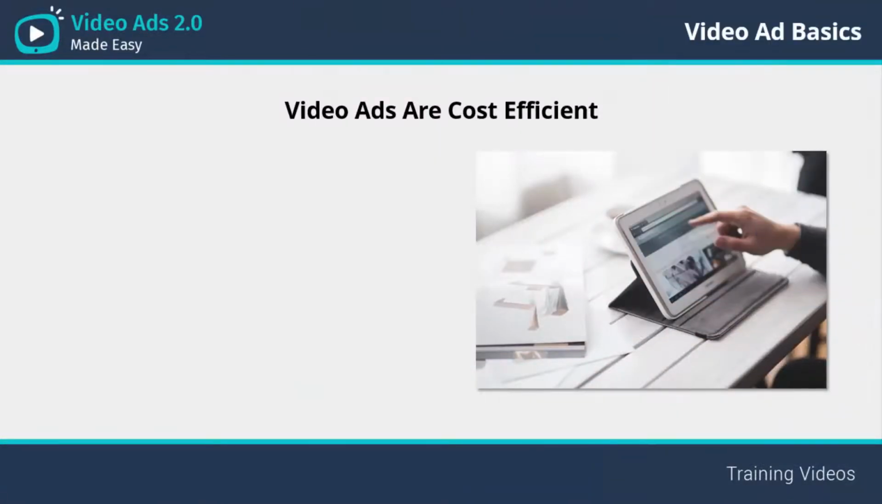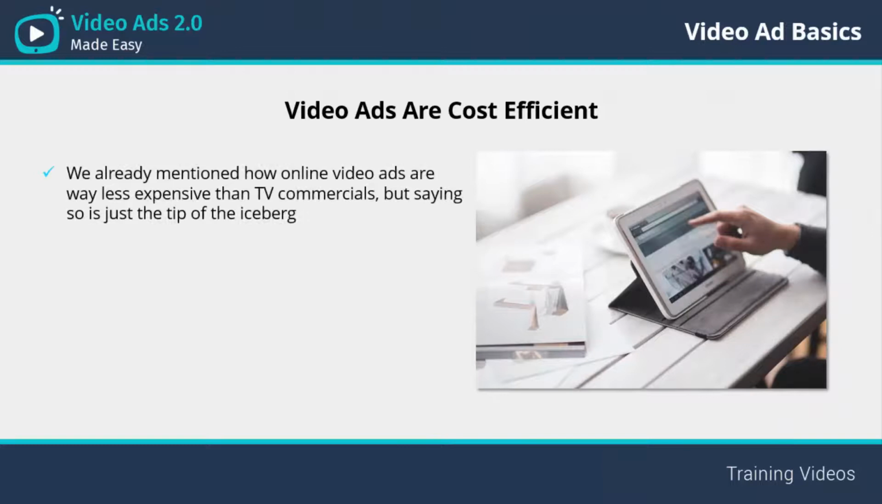Video ads are cost efficient. We already mentioned how online video ads are way less expensive than TV commercials, but saying so is just the tip of the iceberg. Advertising on a site such as YouTube is a cheap alternative for your business, as long as you know who you are going to target. Effective targeting helps you to avoid targeting the wrong audience, thus helping you to save money on unqualified leads.